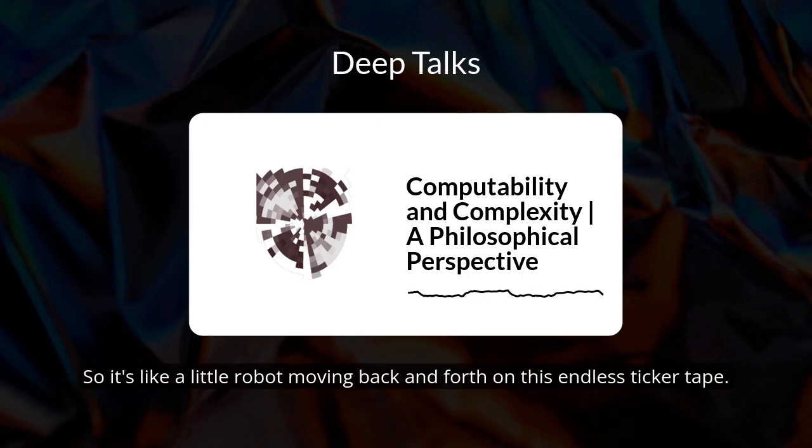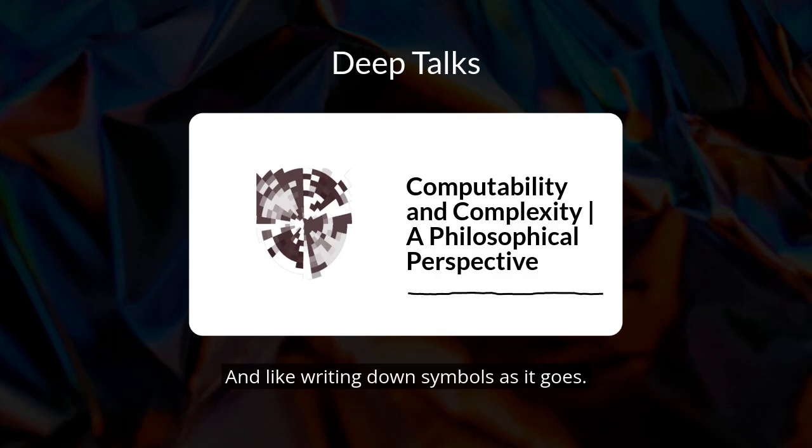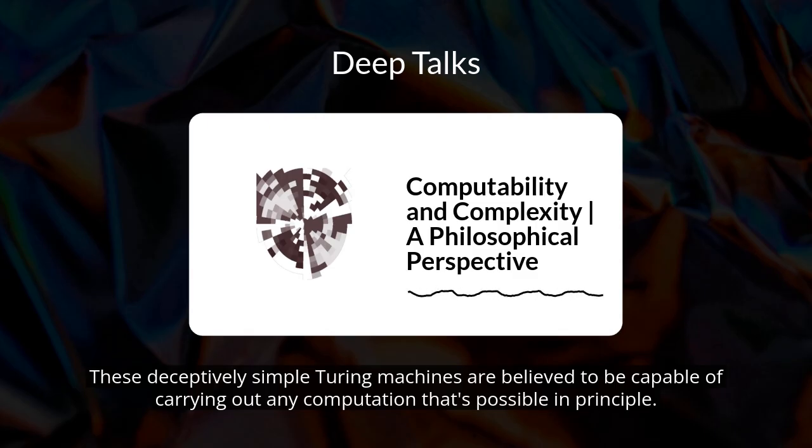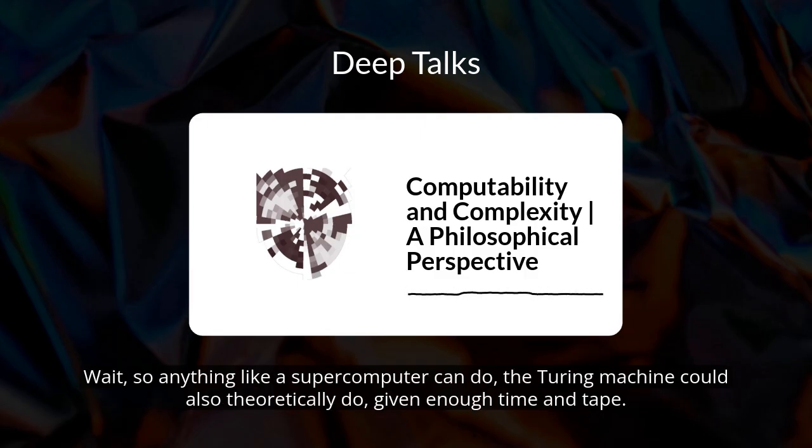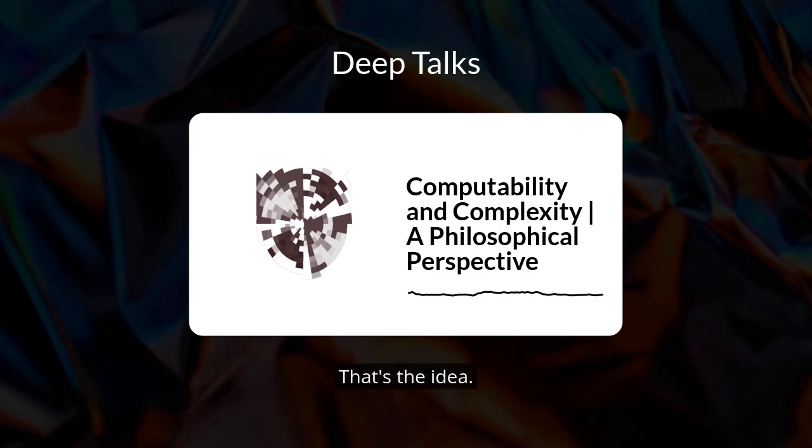So it's like a little robot moving back and forth on this endless ticker tape and writing down symbols as it goes. Exactly. It's following some instructions. Wow. Now, here's the kicker. These deceptively simple Turing machines are believed to be capable of carrying out any computation that's possible, in principle. Wait, so anything a supercomputer can do, the Turing machine could also theoretically do, given enough time and tape. That's the idea. That's pretty incredible.